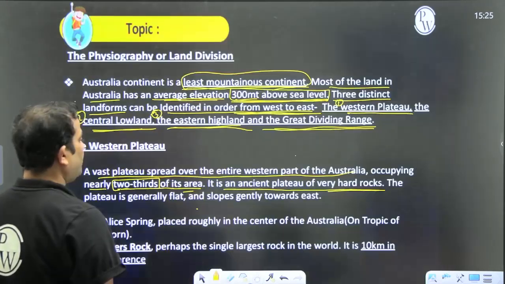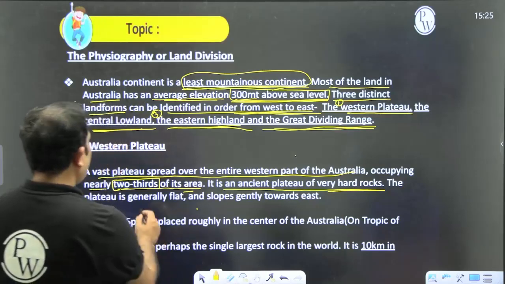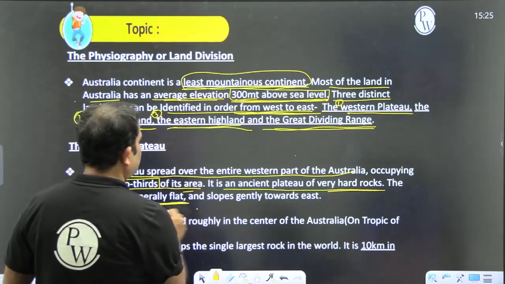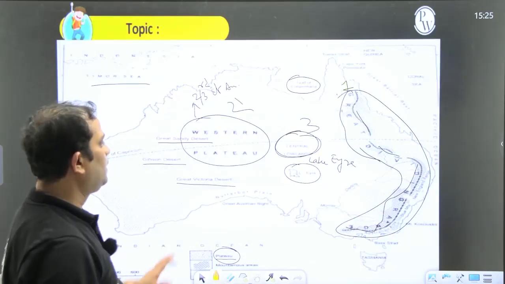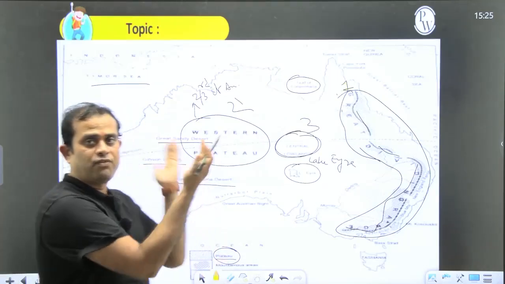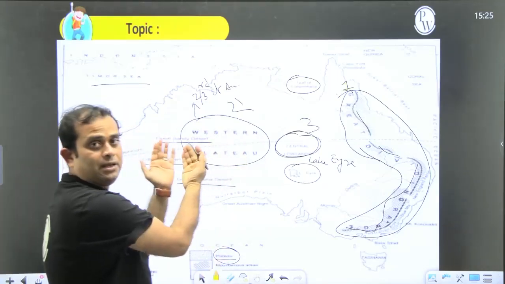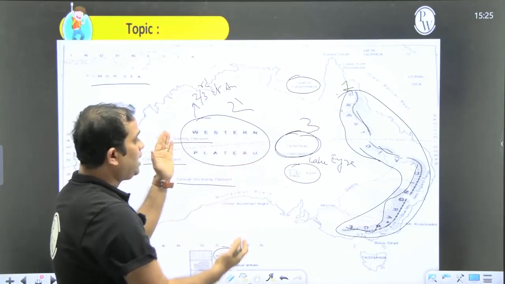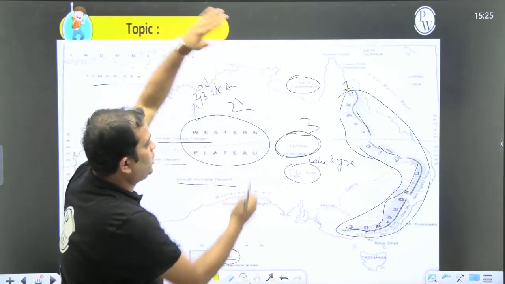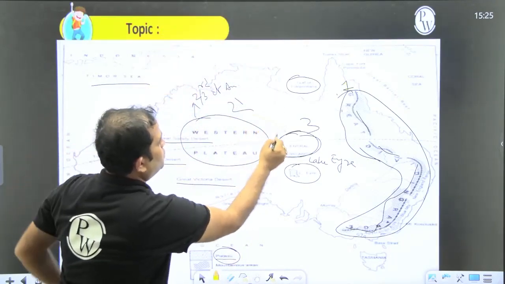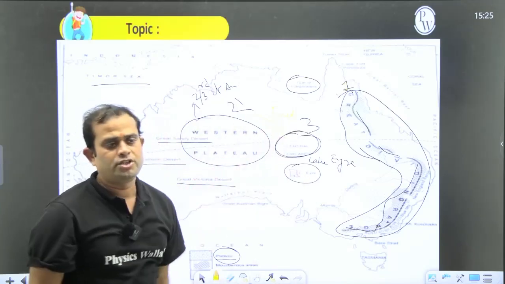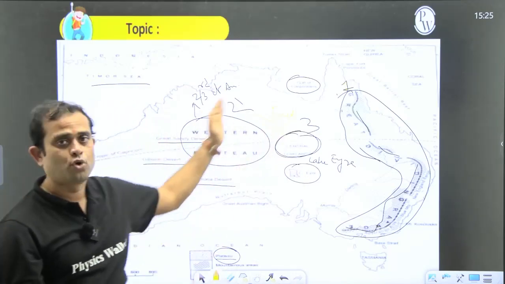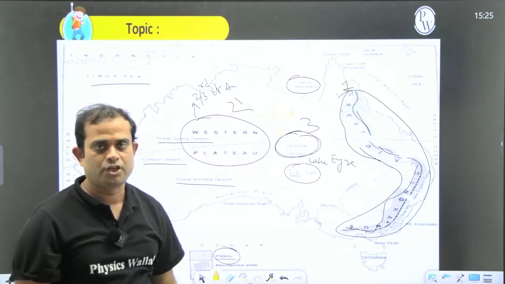The plateau is generally flat in nature and slopes gently towards the east. Just you can see, this plateau is basically flat. It is flat and slopes towards the east. East direction, flat and sloping towards the eastern part, right?